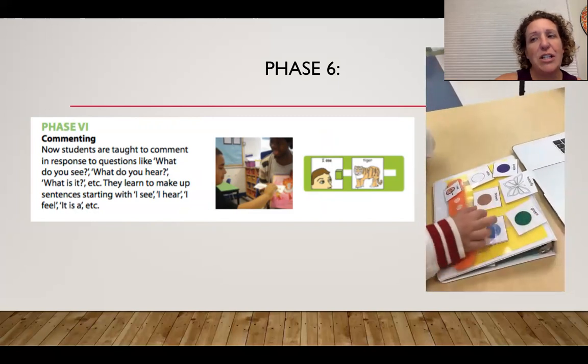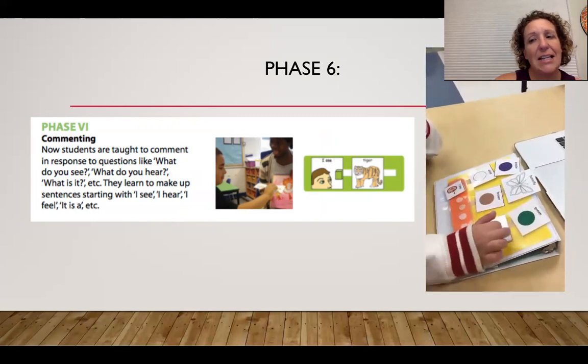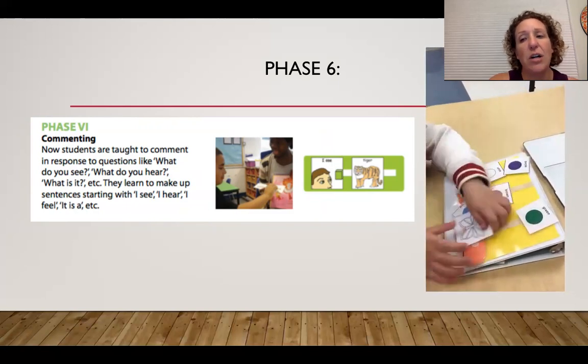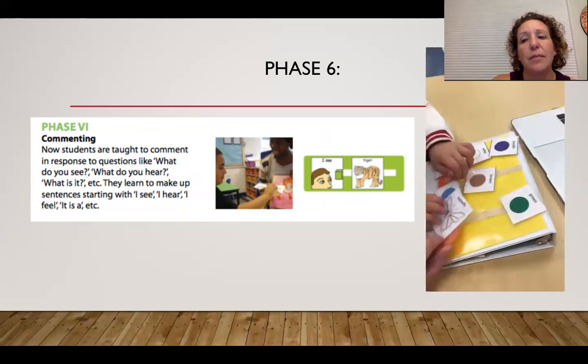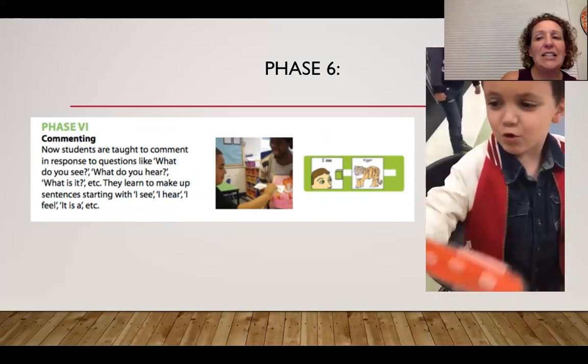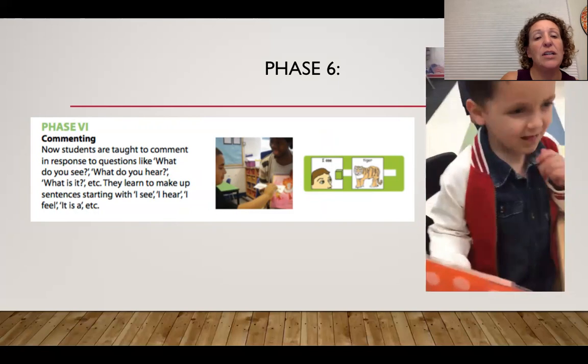So the child is watching something and he sees something, and we're asking him what he sees. So we're asking him to comment on our question. And it's helping him a little bit. He still has to hand it to me. So he said, I see blue butterfly. So he's commenting. Okay.